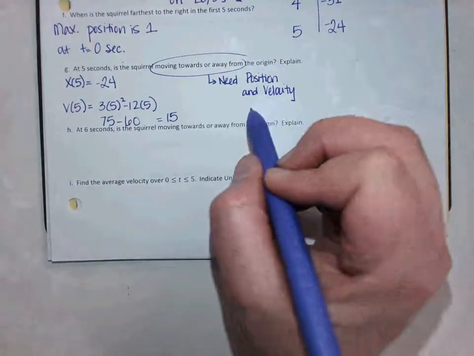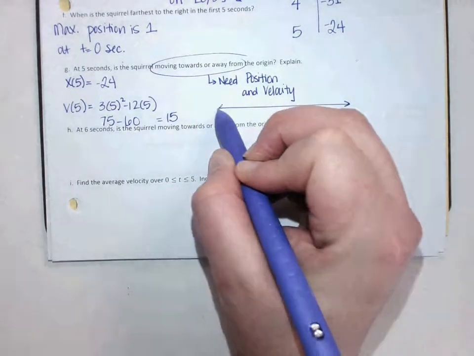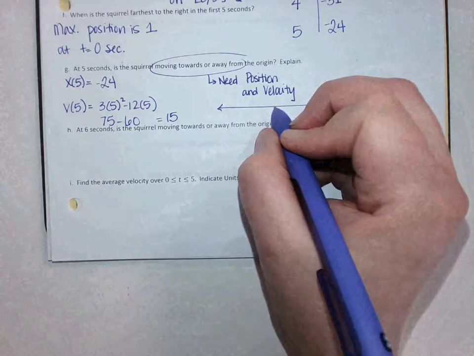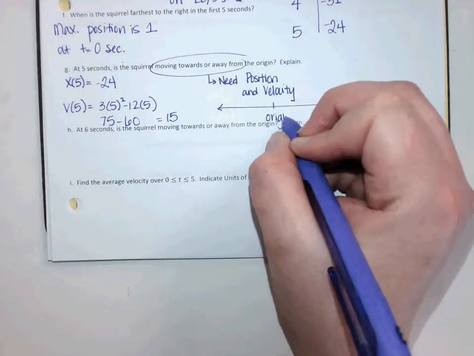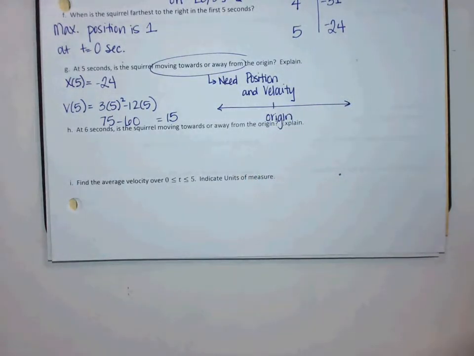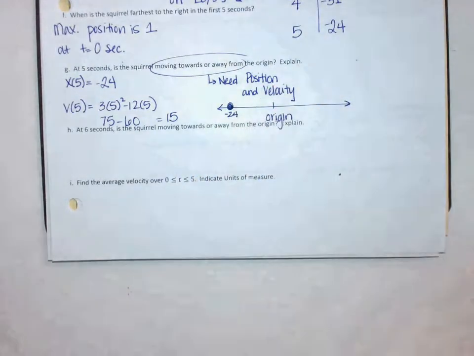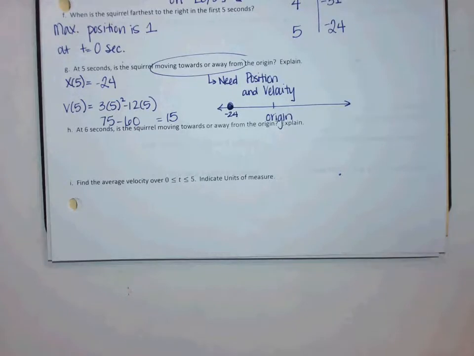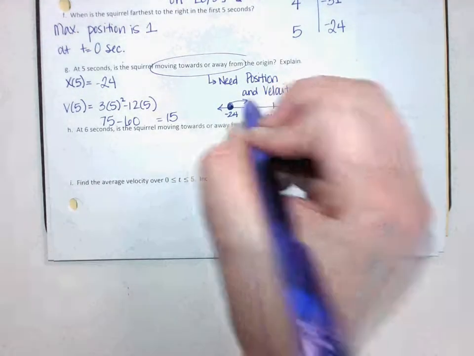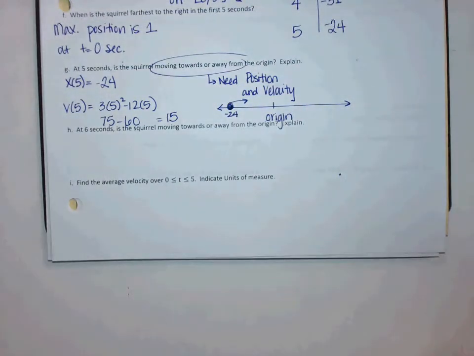He's running along a left-right axis. Here's the origin, 0. Where does he start? What position? Negative 24. Okay, there's your little squirrel. And then which direction is he running if his velocity is 15? To the right. And so if your squirrel is on the left side but traveling to the right, which direction is he going, towards or away?